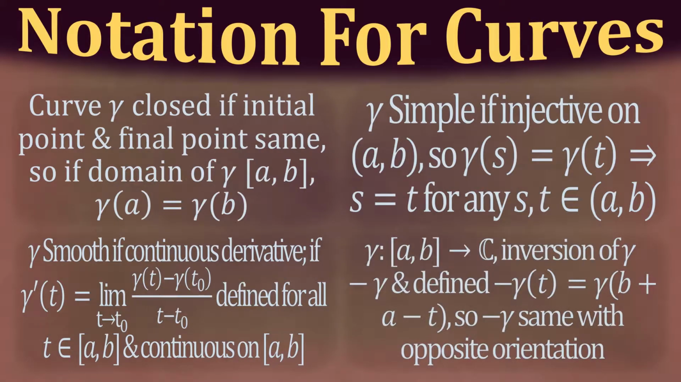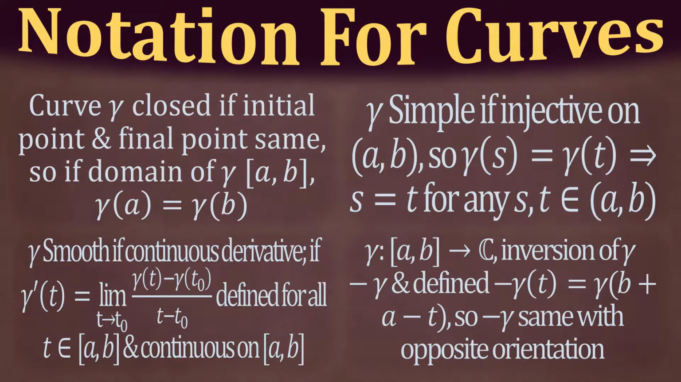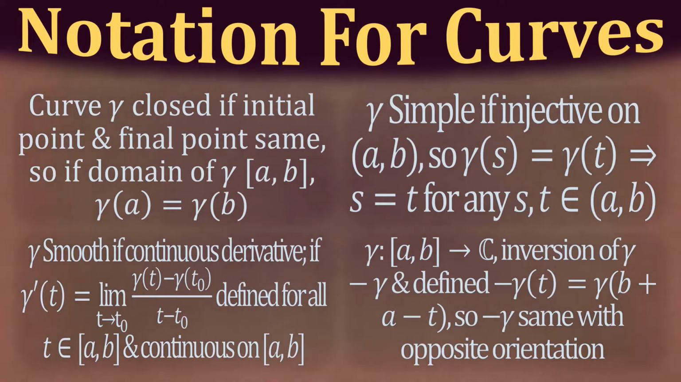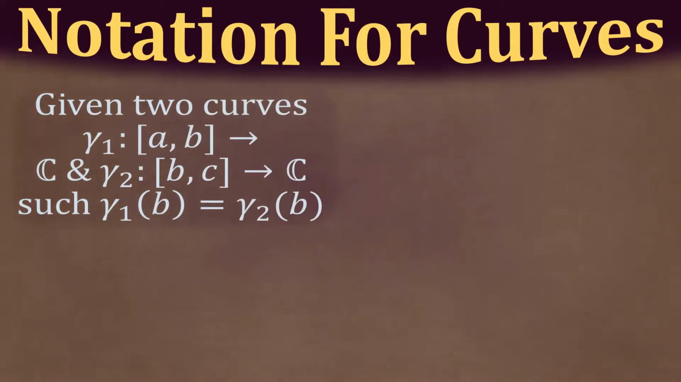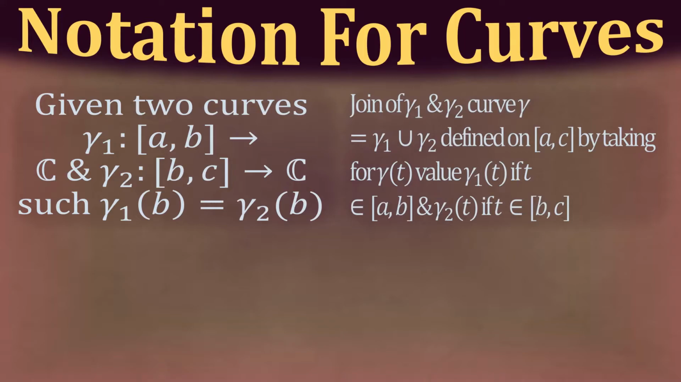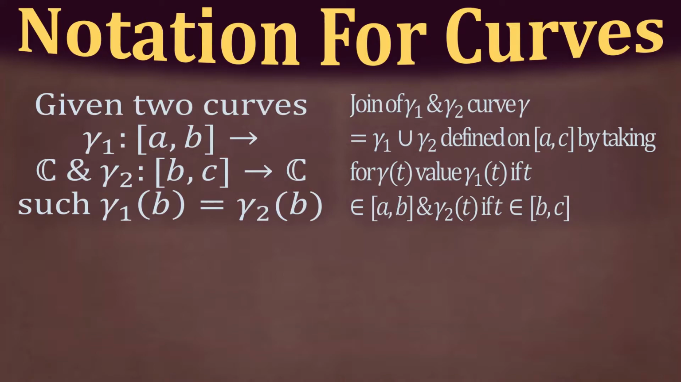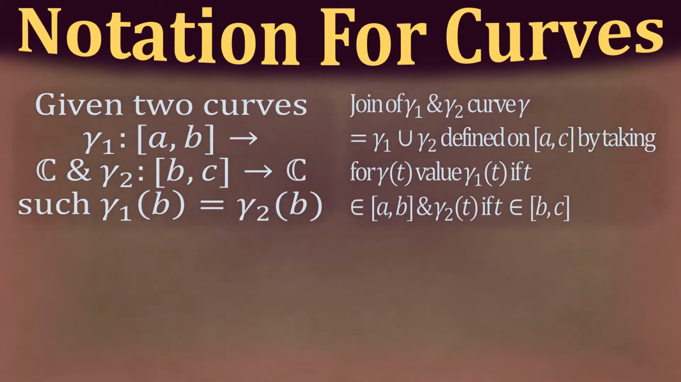Given a curve gamma from [a, b] to the complex numbers, the inversion of gamma is denoted by minus gamma and is defined by minus gamma of t is equal to gamma of b plus a minus t, so minus gamma is the same curve with opposite orientation. Given two curves, gamma 1 from [a, b] to the complex numbers and gamma 2 from [b, c] to the complex numbers, such that gamma 1 of b is equal to gamma 2 of b, the join of gamma 1 and gamma 2 is the curve gamma 1 union gamma 2 defined on [a, c] by taking gamma of t to be the value of gamma 1 of t if t is in [a, b], and gamma 2 of t if t is in [b, c].